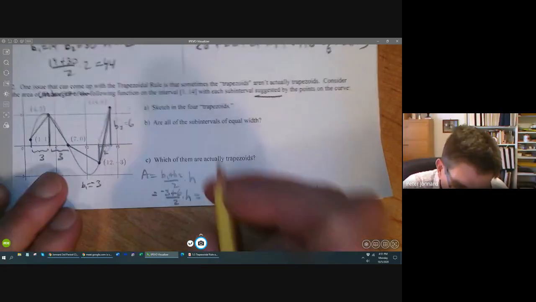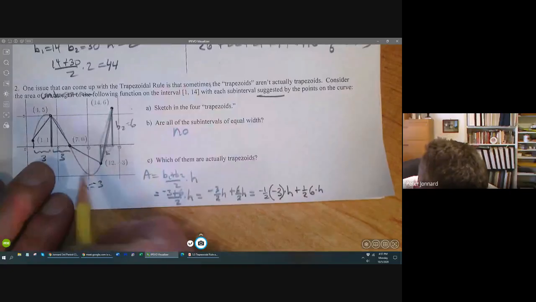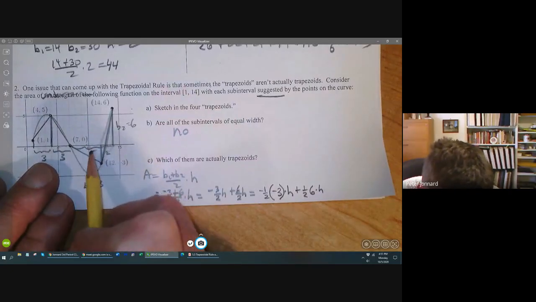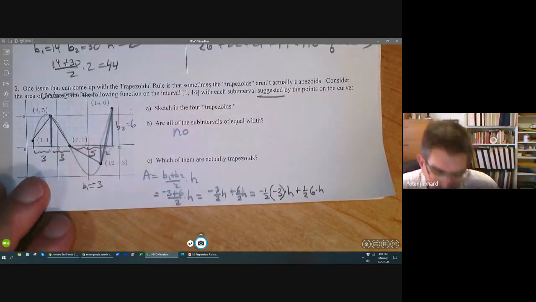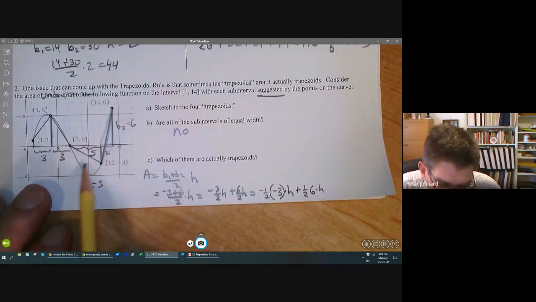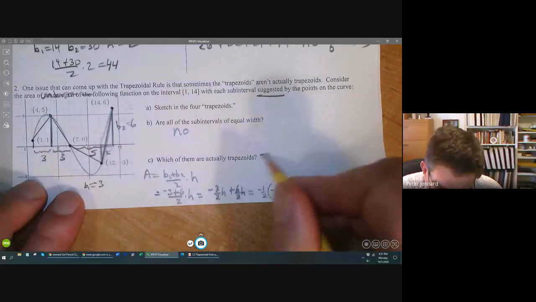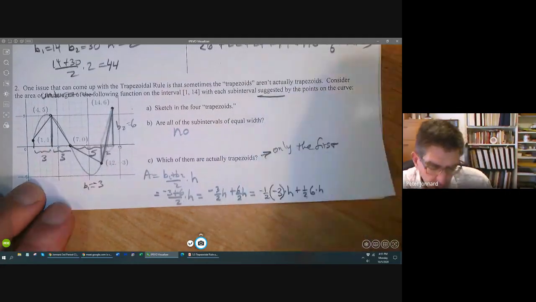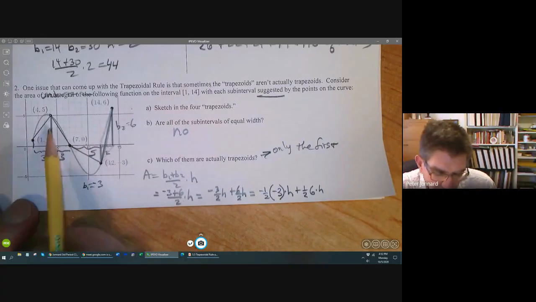So all of this, are all of the subintervals of equal width? No. These are each 3, and this one is what, from 7 to 12? That's 5. That subinterval is of width 5, and this subinterval is of width 2, okay? And which of them are actually trapezoids? Only this first one is actually a trapezoid, only the first. Okay, so we don't have to worry about things too much. Only that first one is a trapezoid.